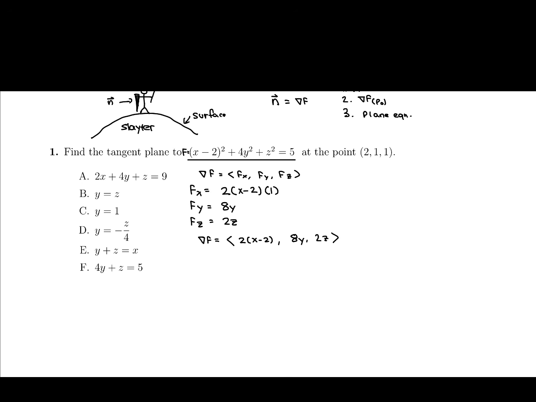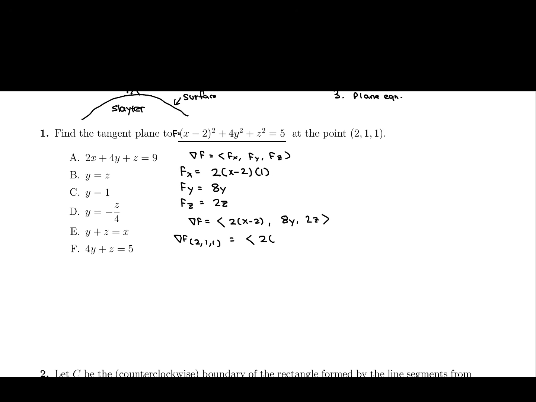Okay, so moving on to step 2. Step 2 is evaluating at the specific point, which is just the gradient of f at the point they gave us, (2, 1, 1). In this case, we just plug in our numbers. If we plug in a 2 for x, we just get 2 minus 2. Plugging in a 1 for y, we get 8 times 1, which is just 8. And plugging in a 1 for z, you just get 2. So our gradient vector at the point they gave us will simply be (0, 8, 2).